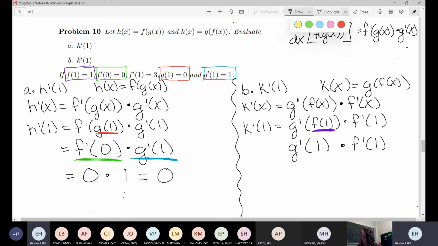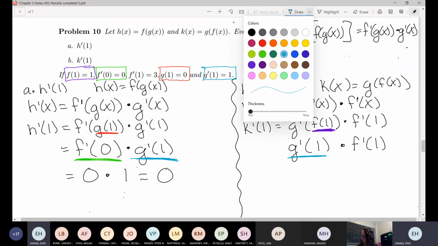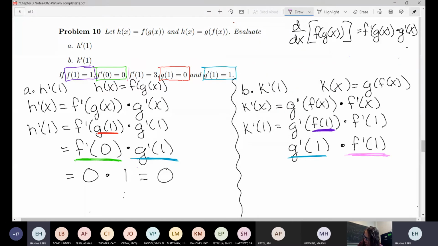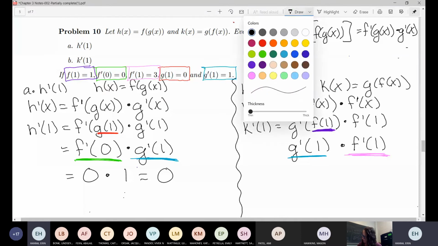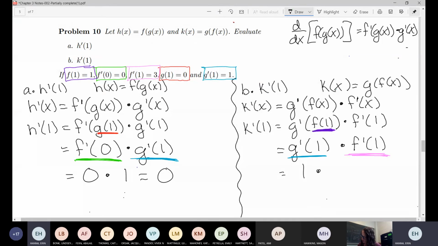And then, have I colored these already? That one's already been colored. So g prime of 1, and then I need a new color for f prime of 1. Pink, I guess. So we've got g prime of 1 is equal to 1, f prime of 1 is equal to 3. 1 times 3 is 3. Questions, concerns on that? And again, nudge, nudge, wink, wink. I really like these ones.